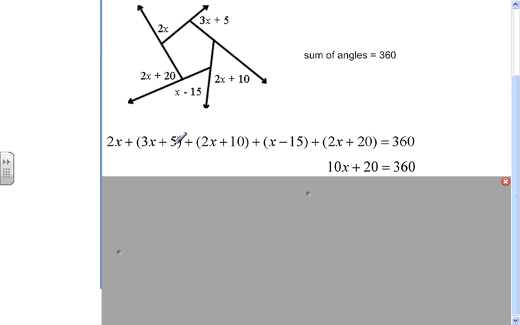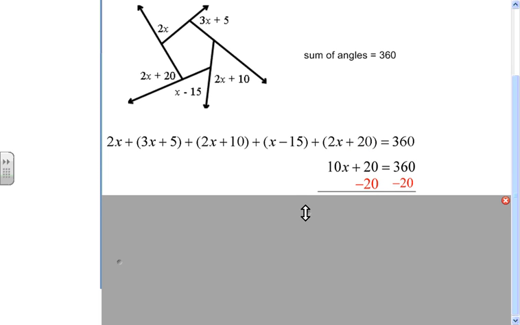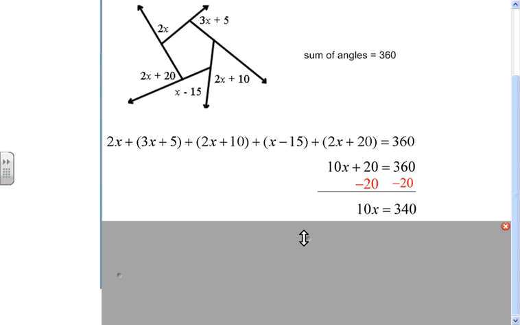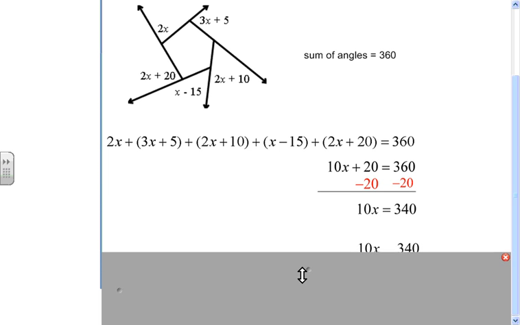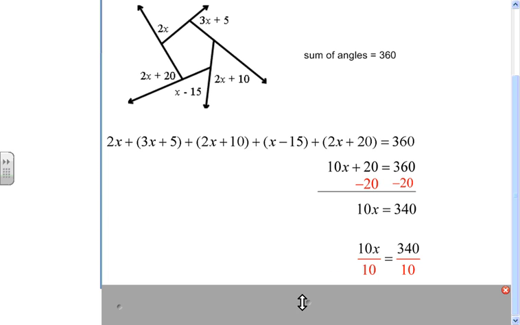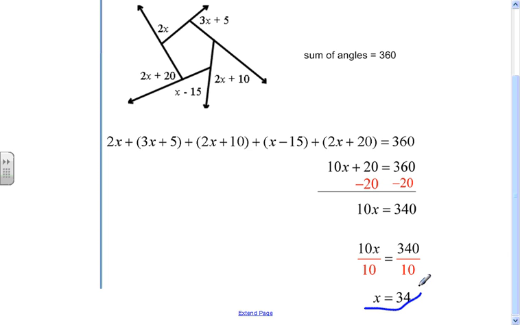Then we have 5 plus 10 minus 15 plus 20. That all adds to 20. So we have 10x plus 20 equals 360. Subtract 20 from both sides. We have 10x equals 340. Divide both sides by 10. 10x divided by 10 is just x, and 340 divided by 10 is 34. So x is equal to 34.